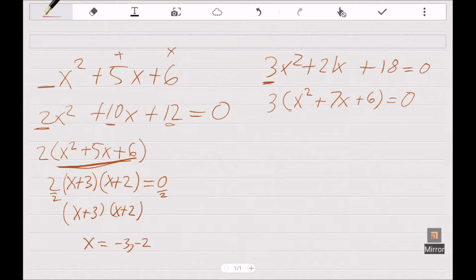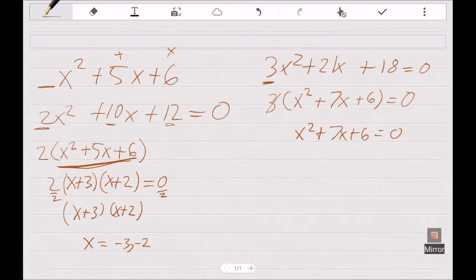So we don't have anything in front of our x squared anymore, so now we're back in familiar territory. Let's just go ahead and get rid of our 3, because we can divide it, just like we did over here with our 2. So we really have x squared plus 7x plus 6 equals 0.